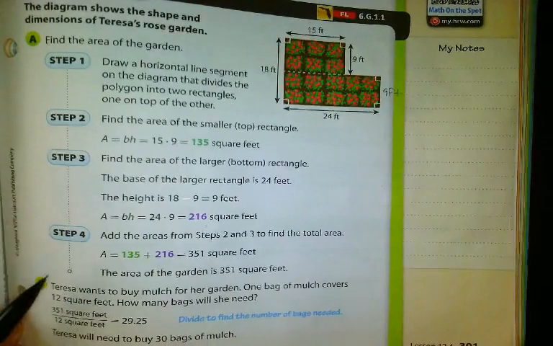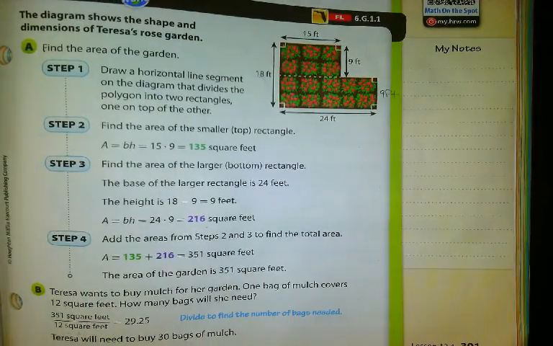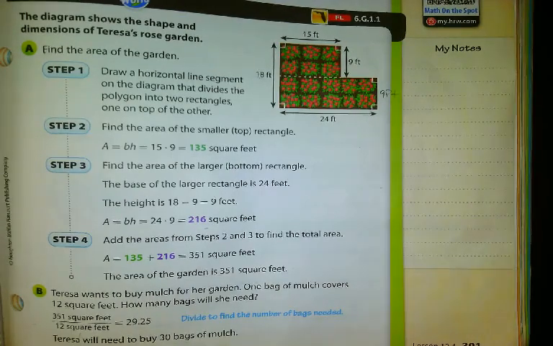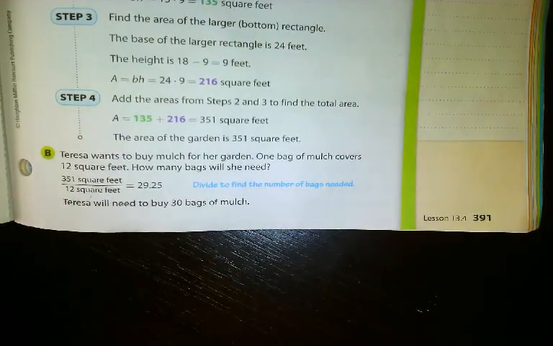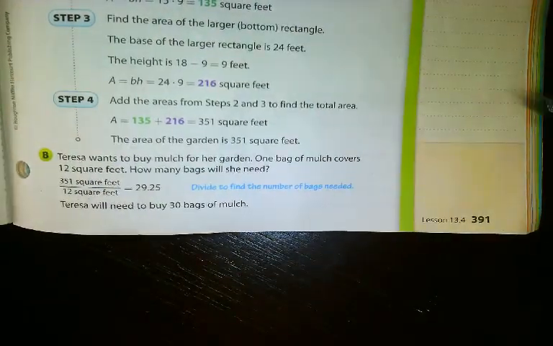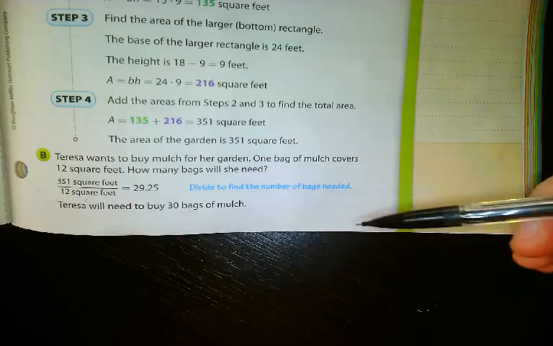Once we've got the areas of the top and bottom rectangles, all we do to find the total area is we add both of those up. So 135, 216 gives us 351 square feet for that garden. Okay, so here's where it comes into play. Why does this matter? Alright, well, part B says that this lady wants to buy mulch for her garden.